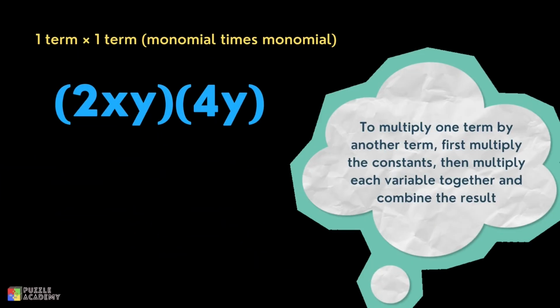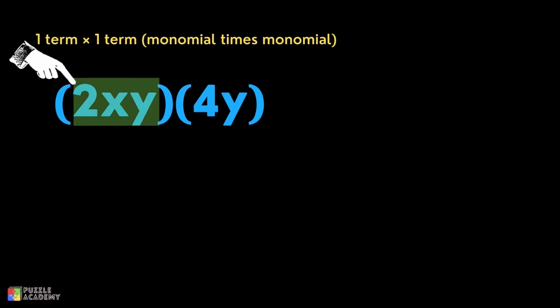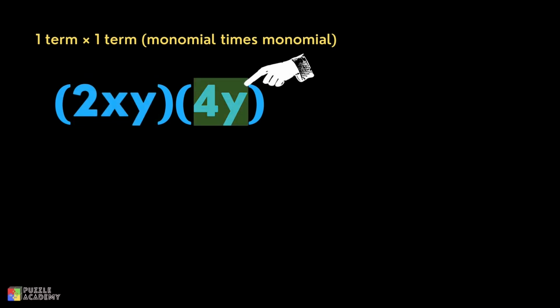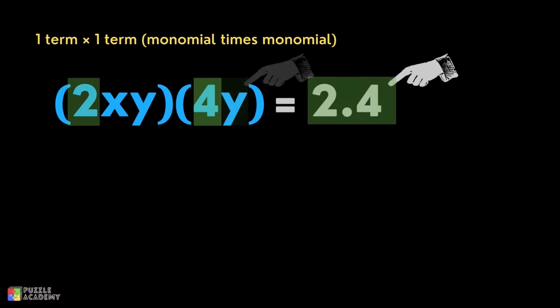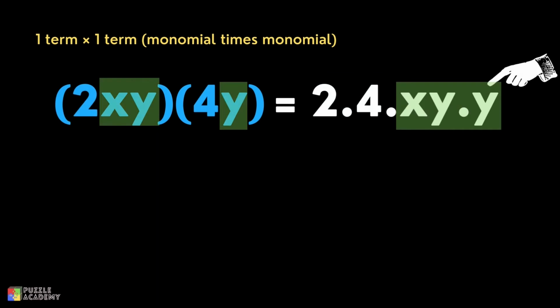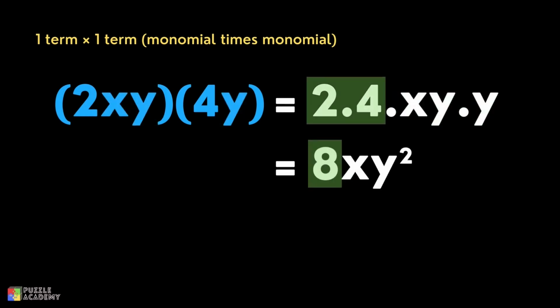To multiply one term by another term, first multiply the constants, then multiply each variable together and combine the results like this. We have the given 2xy times 4y. Now, we will combine first the constants. So 2 times 4, then we will rewrite the variables. So we have xy times y. And then we will simplify the constants. So we have 2 times 4, that is 8.